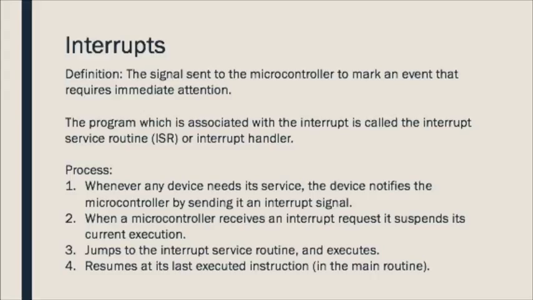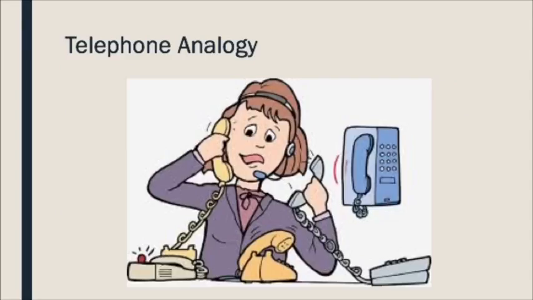The process for interrupts essentially is whenever a device needs some type of service, the device will notify the microcontroller by sending it an interrupt signal. Once the microcontroller receives this interrupt signal, it will suspend its current execution and then jump to the ISR and execute that ISR subroutine. Once the ISR has completed, it will resume at its last executed instruction in the main routine. So essentially, once the signal is called, it jumps to the ISR, and then once that's finished executing, it'll jump right back to where it left off in the main routine.